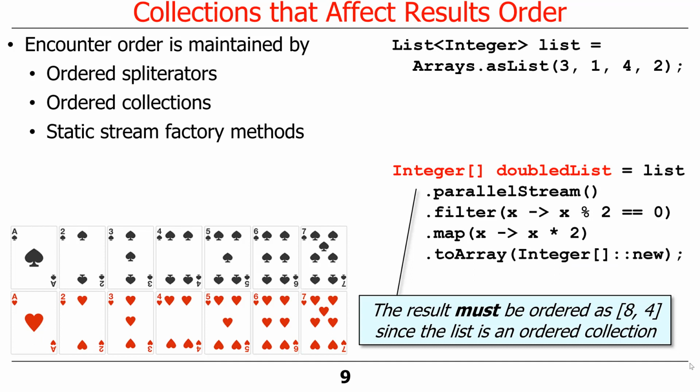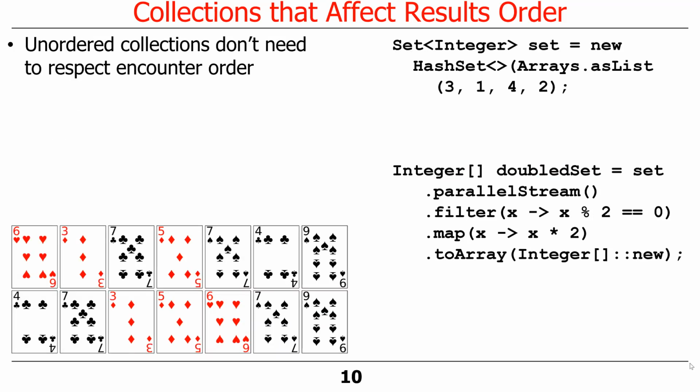And the results in the even doubled list must be 8 followed by 4, because of course those are the two even numbers that survived the filtering process. And that's because list is an ordered collection. It keeps track of the encounter order. Okay, so far so good. That makes some sense. There are other kinds of collections, however, that are not ordered.